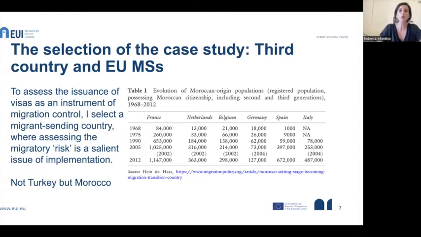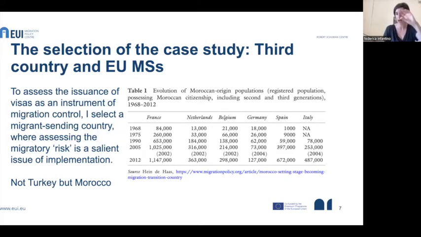So what should I select, Turkey or Morocco? Because I have a comparative framework, I'm asking about different member states in a same third country. I need a country whose nationals are spread in the EU. And this is more the case of Moroccans than Turkish, because Turkish are overrepresented in Germany. So for my question, it makes much more sense to select Morocco.